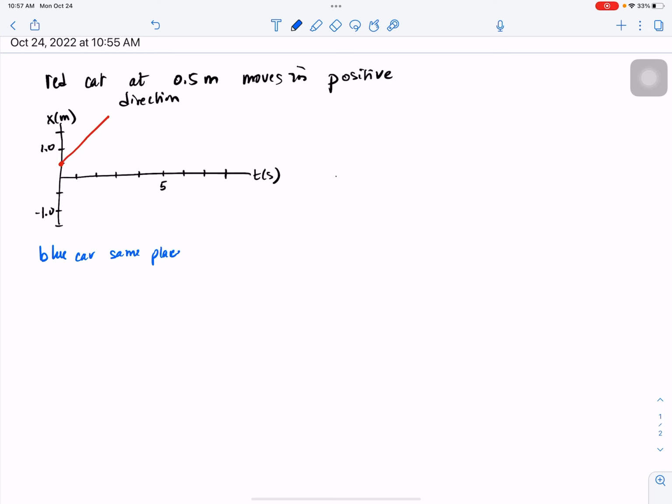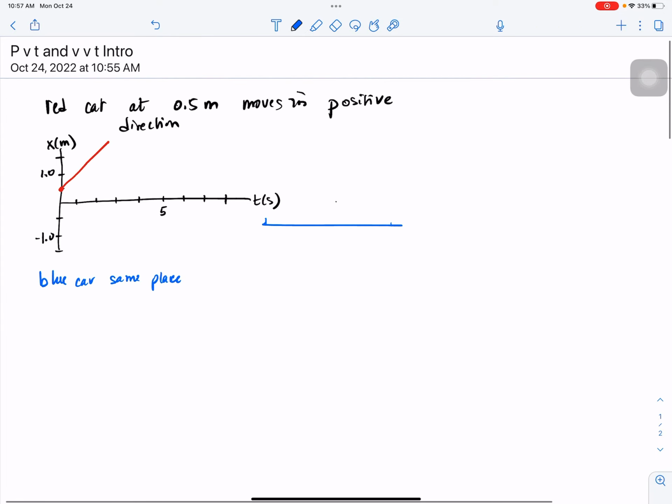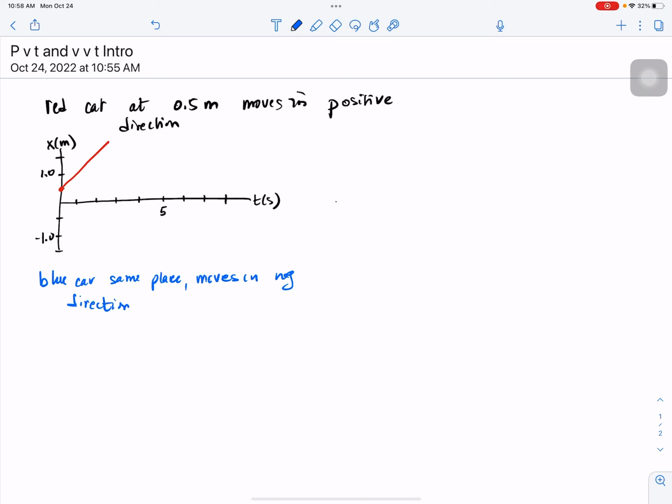And it moves in the negative direction. Whoops, I have no idea why I did that. All right, I went crazy. So you might want to stop and do it for yourself, and then turn it back on and see what I did. So the blue car has a much shallower slope, and if we're doing this qualitatively, then I'm just going to draw it like this, same starting place and a much shallower slope.